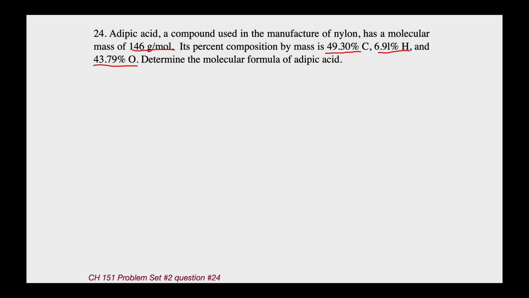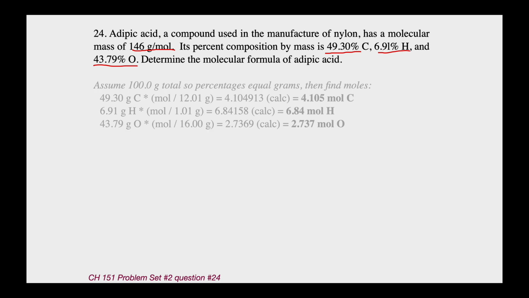We'll compare those moles together to find the empirical formula of this compound. The next step will be like the last problem we just did. We'll find the molar mass of the empirical formula. We'll compare it to 146 grams per mole, and then we'll be able to find the molecular formula from there. So what this looks like.